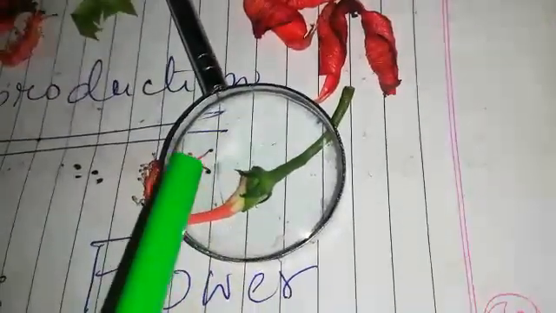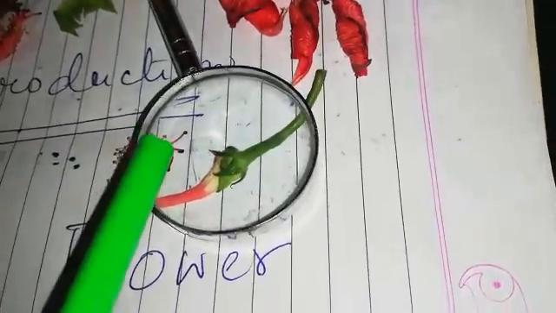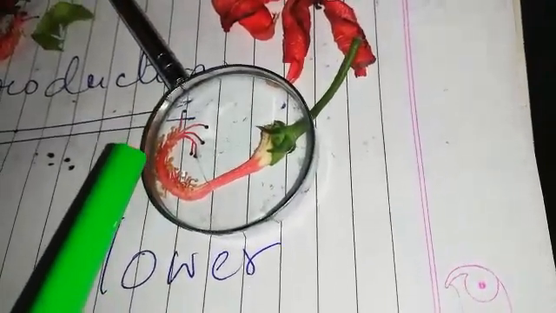So here I'll sum up. There are four whorls of a flower: calyx, corolla, androecium and gynoecium. So the flower is the main reproductive part of the plant.